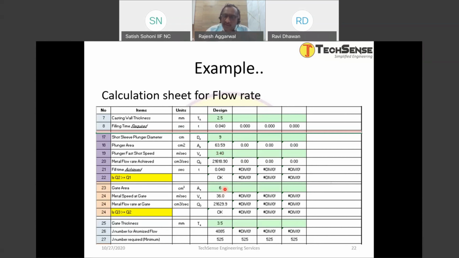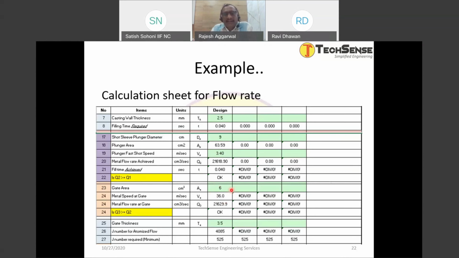Because the gate area is not changing when the die is on the machine, it is only increasing the gate speed. Whatever flow rate you have achieved, the same flow rate will pass through the gate, right? So that is another very, very important correlation to understand what is happening over there. What happens to the gate speed, right? Any increase in the plunger speed directly affects the gate speed.